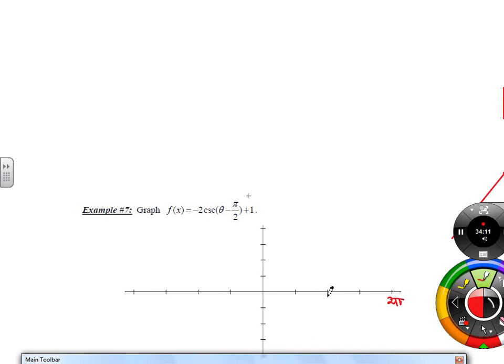Okay. And we have a horizontal shift, a vertical reflection, and a vertical stretch. That's a lot of stuff going on, right?